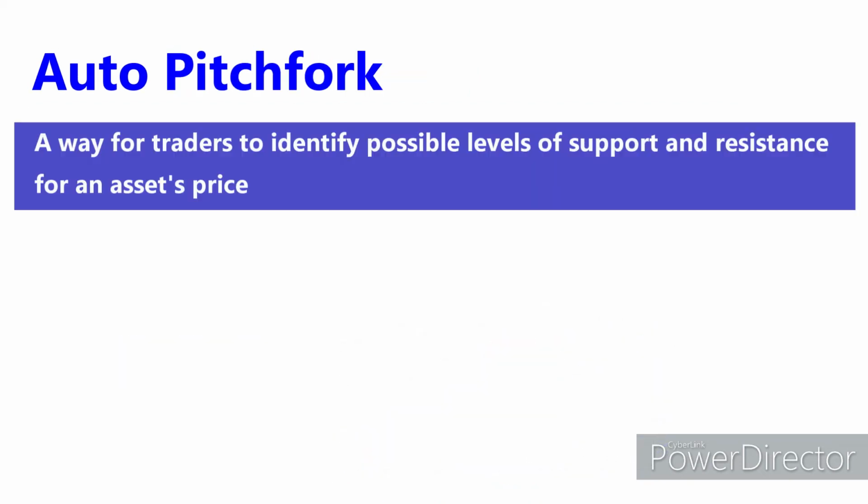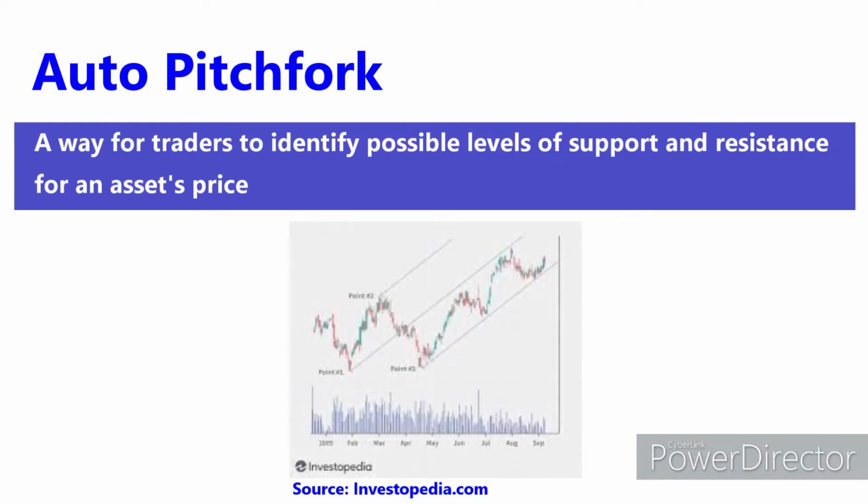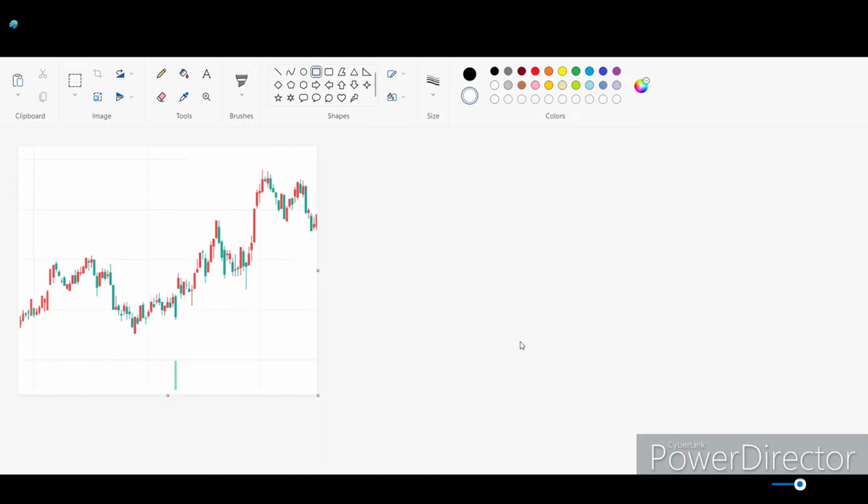The auto pitchfork is a way for traders to determine characteristics within a stock's trend line and interpret how that trend will act in addition to providing a good stop-loss order. To better understand how the auto pitchfork works and how to interpret it, I'll show you an example. First, you're going to draw 3 points. We're going to put the first one here, second one here, and the third one here.